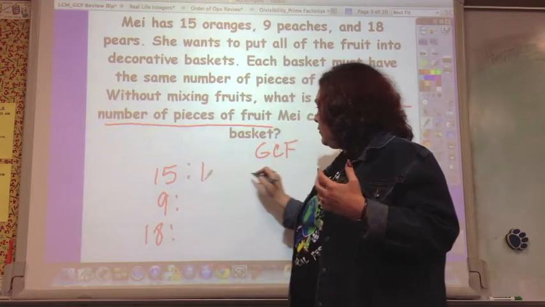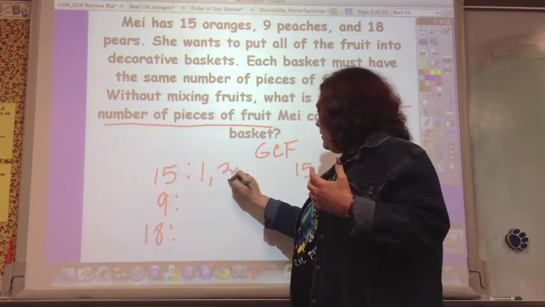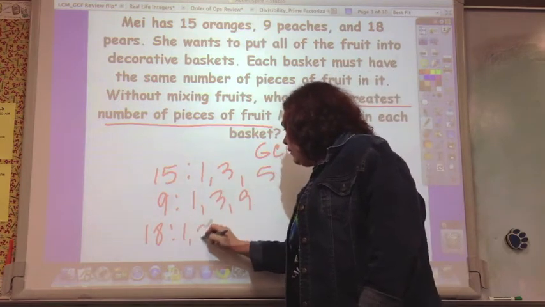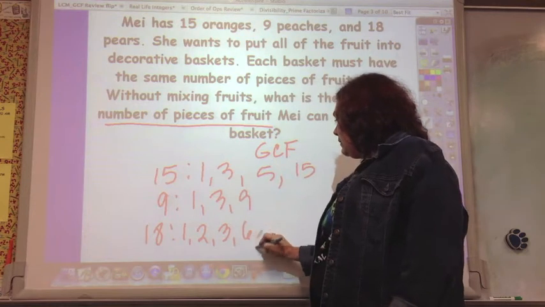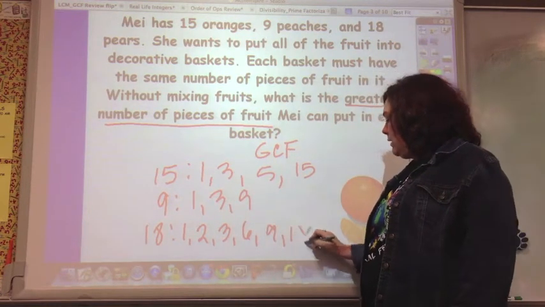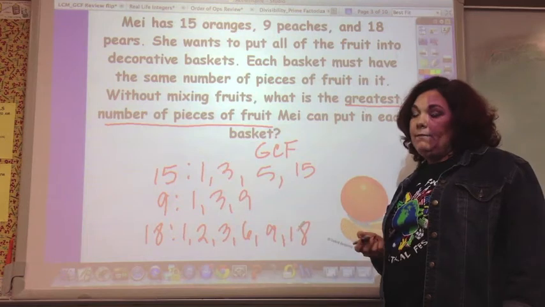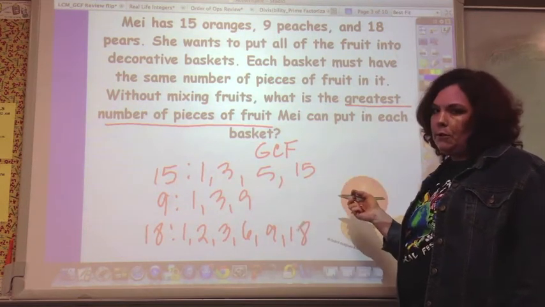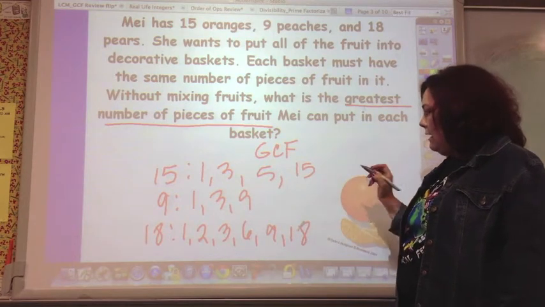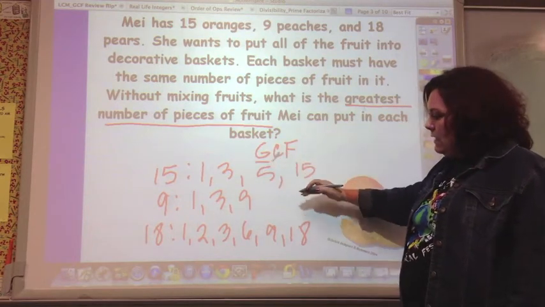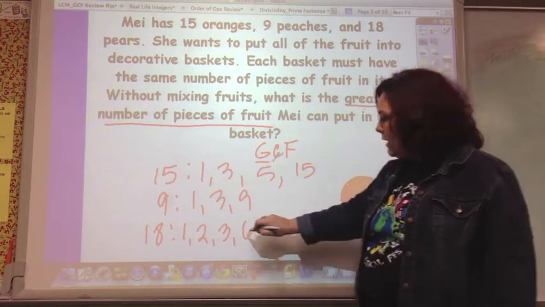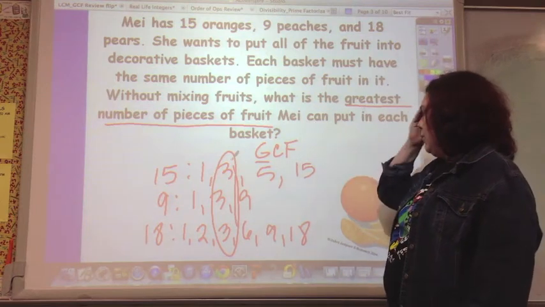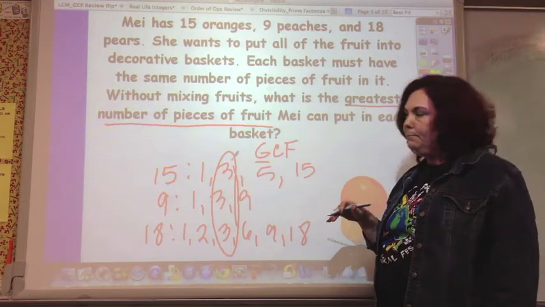And I do my factors, 1 and 15, 3 and 5, 1, 3, 9, 1 and 2 and 3 and 6. And I wouldn't expect you to do it this fast. I'm just making a fast video as a star review. But of course, take your time and find all the factors, and then find the greatest factor that's in any one of these lists. And it looks like it's going to be 3. So 3 is the number of pieces of fruit Mai can put in each basket.